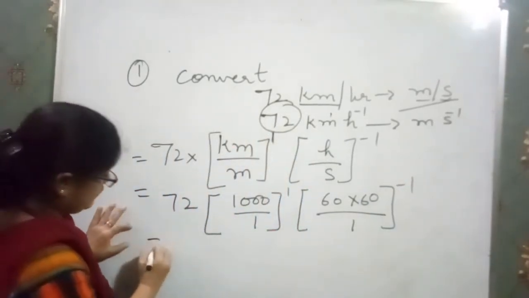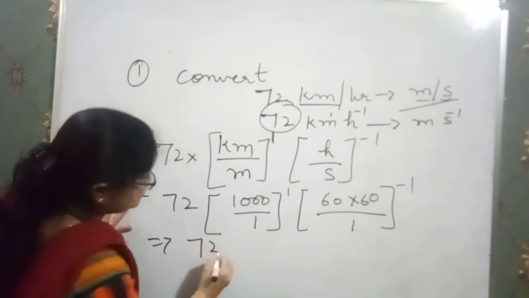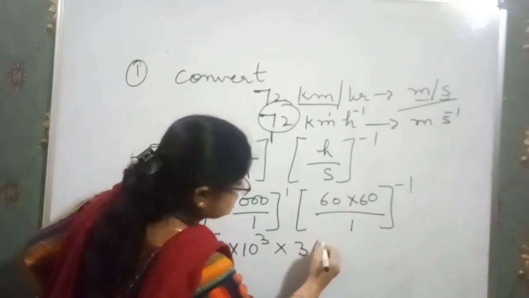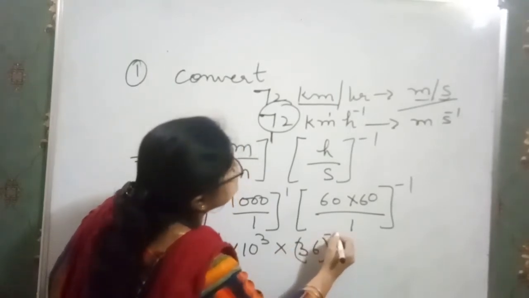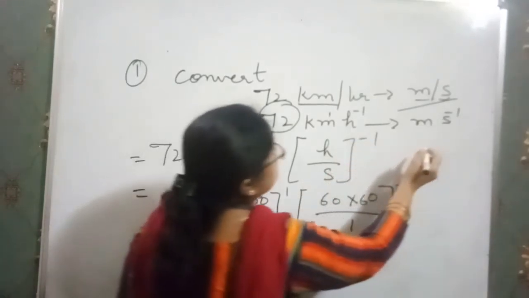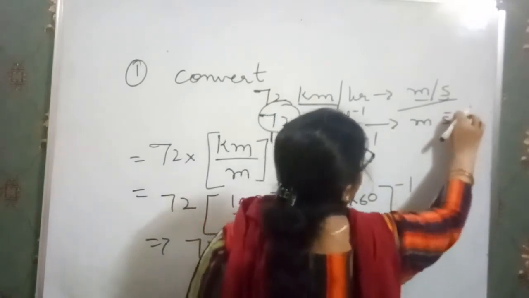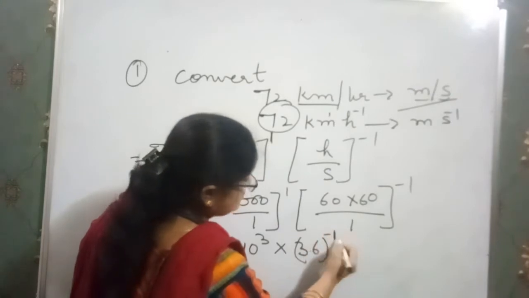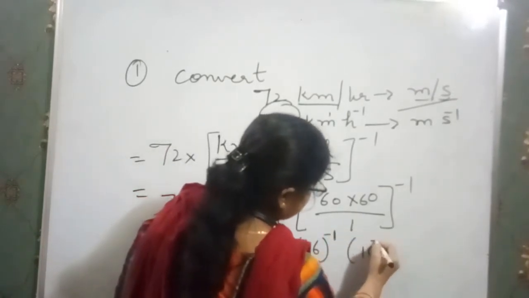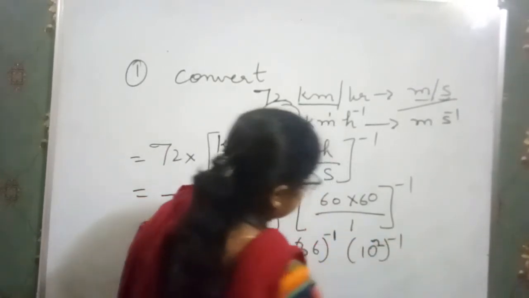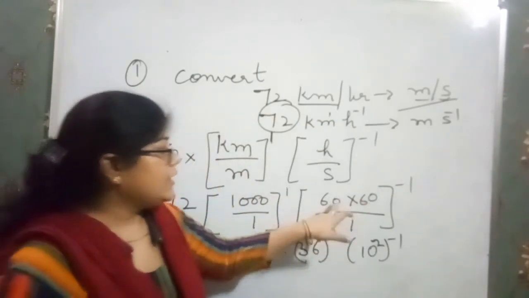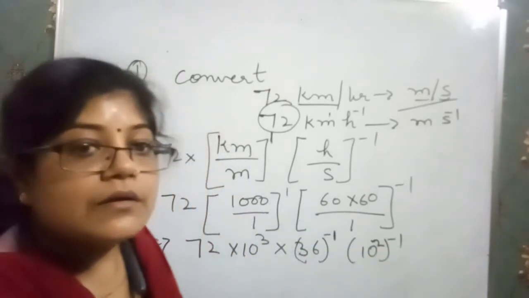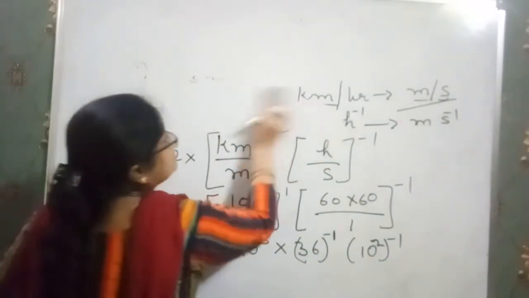Now what do we do? 72 into 10 to the power 3 into 36 to the power minus 1 meter per second. Minus 1 into 10 to the power 2 minus 1. 6 sixes are 36 and 100, that is 10 to the power 2 minus 1. Clear? No problem.